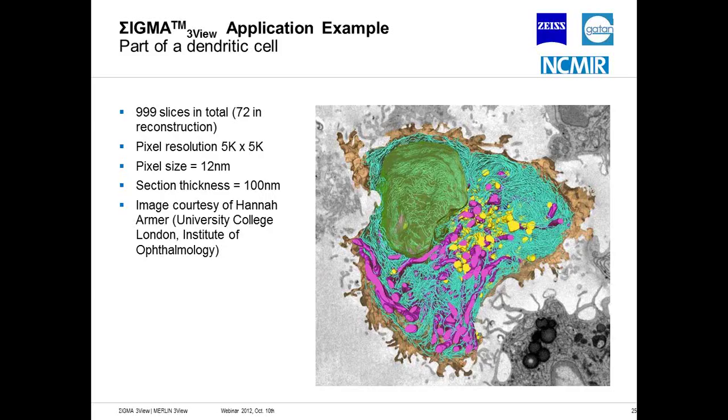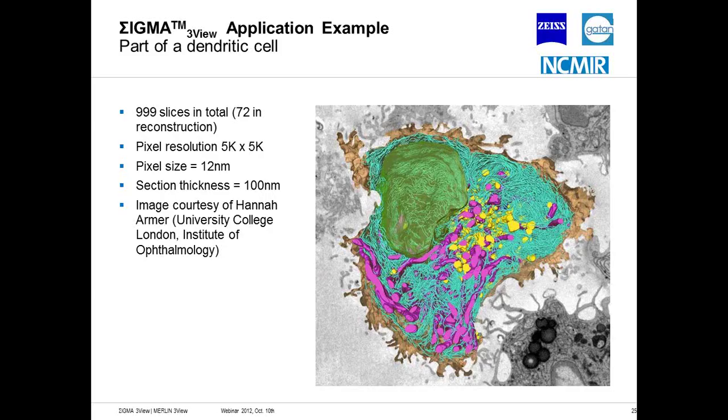This is, for example, a dendritic cell. It was almost 1,000 slices. He reconstructed 72 of them here in this example. A pixel resolution of 5K times 5K, so it's not too much. Pixel size 12 nanometers. It's just to show you it is very easy, and it's a matter of very short time. I don't know the actual time here.